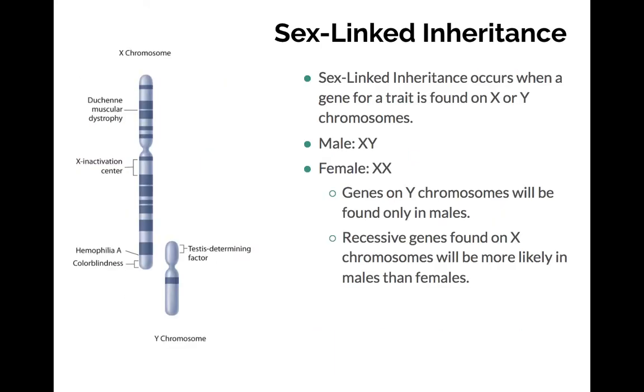Okay, now we're going to look at our next mode of inheritance, and that is sex-linked. So sex-linked inheritance occurs when there is a gene for a trait that is found on the X or Y chromosomes. The male sex chromosomes are XY, female are XX. Genes on the Y chromosome will be found only in males, again, because only males have the Y chromosome. Recessive genes found on the X chromosome will be more likely in males than females. And we're going to look at a couple practice problems of why that is.